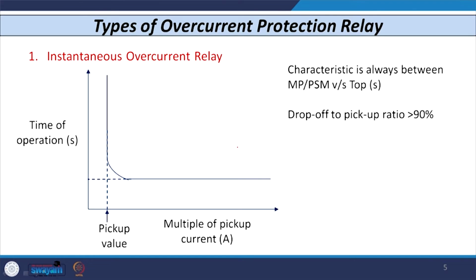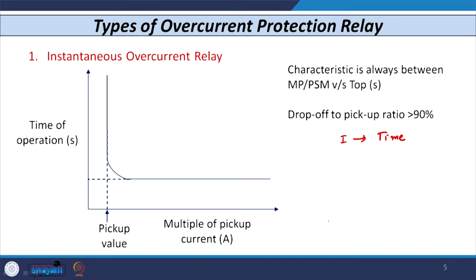As you can visualize in the characteristic shown here, on the x axis we have the multiple of pickup current, and on the y axis we have the time of operation. The question normally comes to mind: why is the characteristic of an overcurrent relay not current versus time, but always some multiple of pickup current versus time?